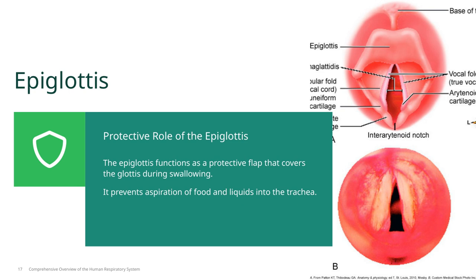This simple yet vital action helps us avoid aspiration, which could lead to choking or respiratory infections. In the context of the overall respiratory system, the epiglottis plays a key protective role, ensuring that the airway remains open for breathing while safeguarding it during eating and drinking.